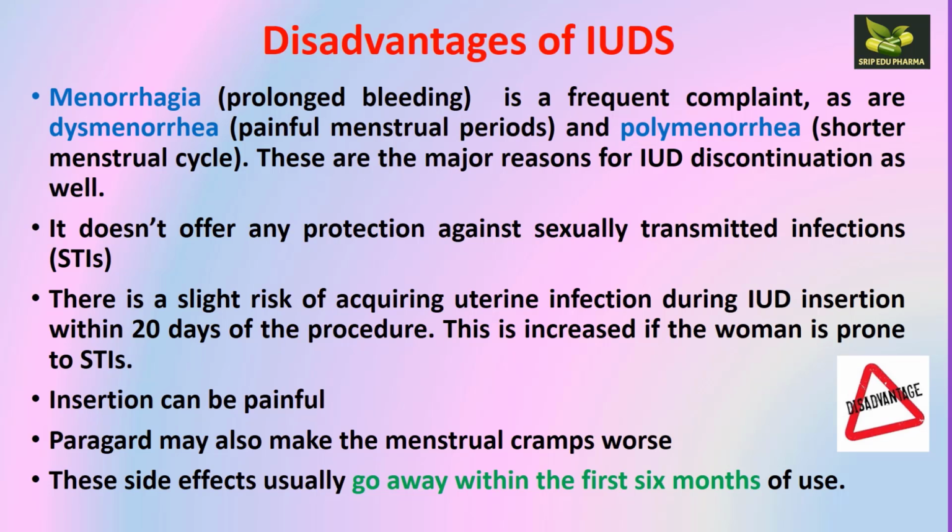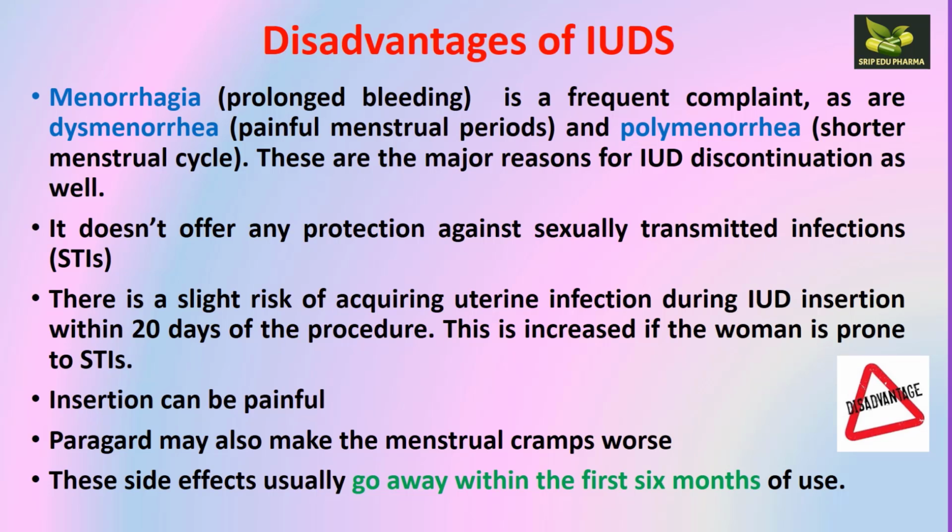Then there is polymenorrhea, meaning a shorter menstrual cycle could be seen. We know that the menstrual cycle is of 28 days. So if it again comes in 20 days or 15 days, then that is called a shorter menstrual cycle. So these are the major reasons for discontinuation of intrauterine devices. Then as we have already seen, they don't offer any protection against sexually transmitted infections. Then there is a slight risk of acquiring uterine infection also while the intrauterine devices are inserted. This is seen generally within 20 days of the procedure.